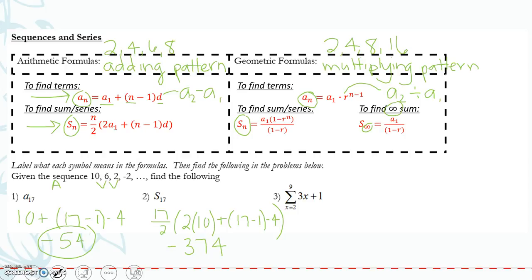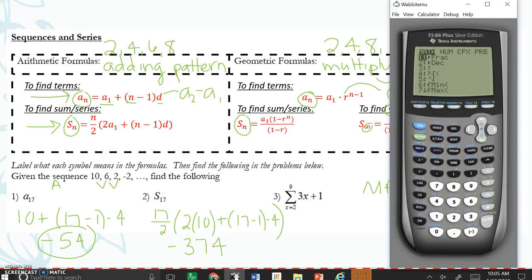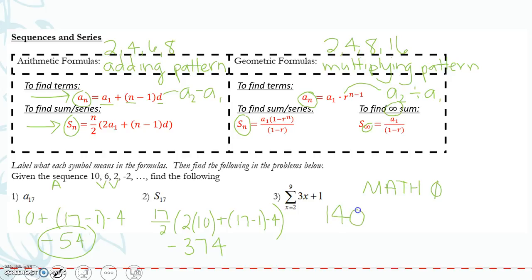The last one is when you see that E called sigma. How you get that on your calculator is you press the math button, then you press 0, and the sigma should pop up. You fill it in exactly how it's written. If they use any other variable besides x, just use x instead for everything. And then hit enter. So the answer is 140.